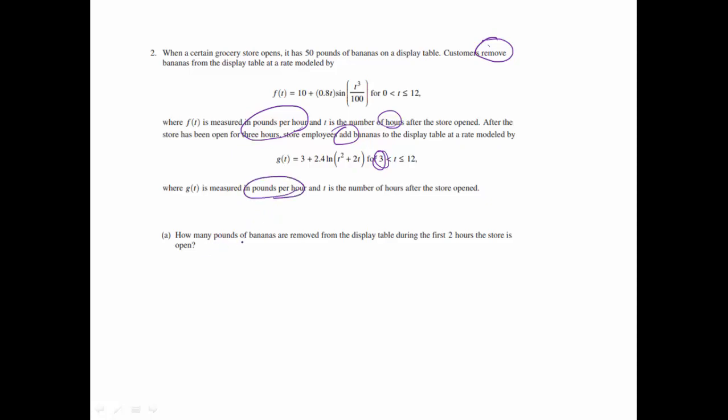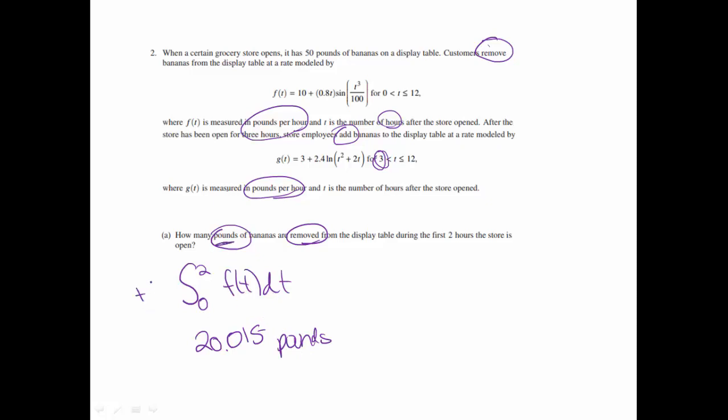Okay, part A. How many pounds of bananas are removed from the display table during the first 2 hours the store is open? So how many pounds of bananas? I have a rate and I want to know how many pounds. So we're going to take the integral of that. We're going to go from 0 to 2 of F of t dt. And when we do that, we will get 20.015 pounds of bananas, and it already asked for how many pounds, so we didn't really need to put our units. We're going to get 1 point for the correct integral setup and 1 point for the correct answer.